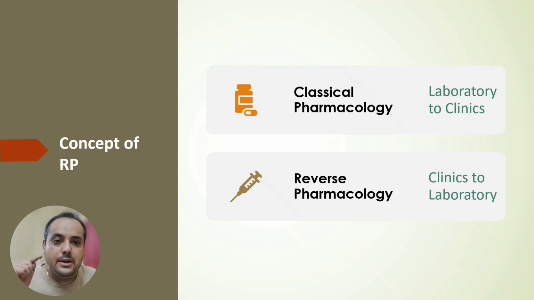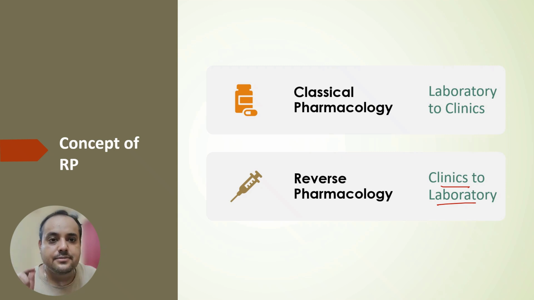We are not moving from the laboratory to the clinics, rather we are moving from the clinics to the laboratory. That is, first we are starting with the clinical trial, and then we are coming back and isolating the compound, which can be a potential drug. That is how we are moving in case of reverse pharmacology. So the direction of drug development has been reversed, and that is why it is known as reverse pharmacology.